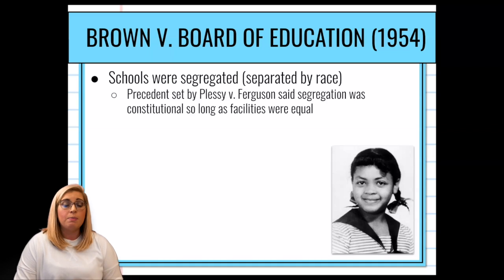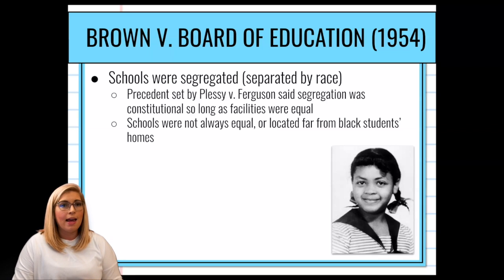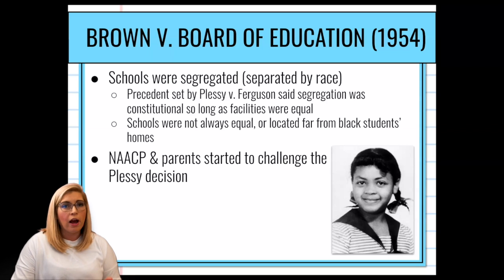Again, the precedent had been set up by Plessy versus Ferguson, and it said that segregation was constitutional so long as the facilities were equal. Nine times out of 10, the facilities for black children were not equal. So the NAACP and black parents started to band together and said, look, this precedent is not working. We want to challenge the Plessy versus Ferguson decision. We want to get rid of that precedent and set up a new one.